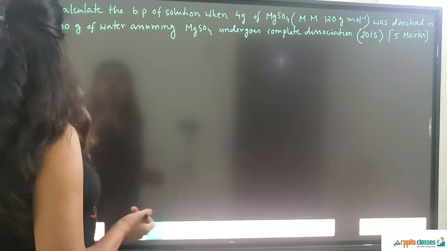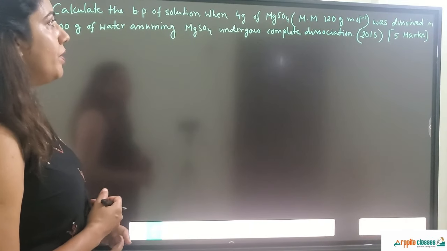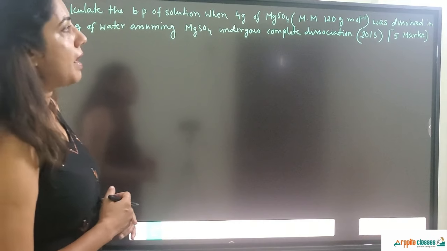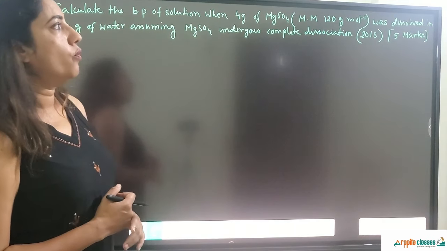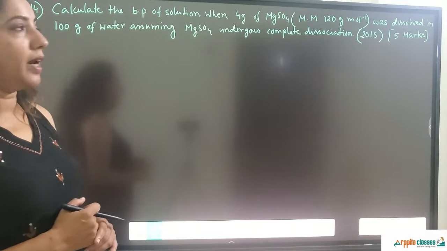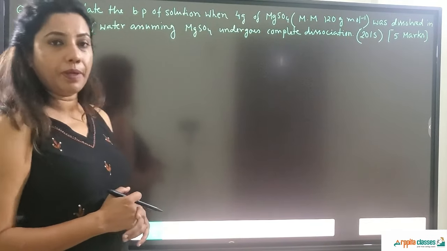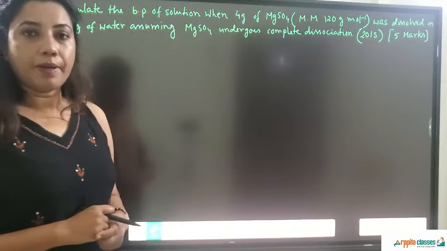Question number 14 is: calculate the boiling point of solution when 4 gram of MgSO4, molar mass is 120 gram per mole, was dissolved in 100 gram of water, assuming MgSO4 undergoes complete dissociation. The question has come in 2015 for 5 marks. So the given quantities first, calculate the boiling point of solution.